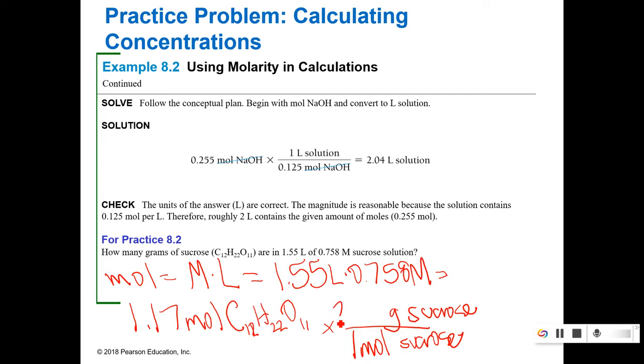The mass of this is 342.34. Remember, we don't round to the end. I need 3 sig figs, so I get 402 grams of sucrose.